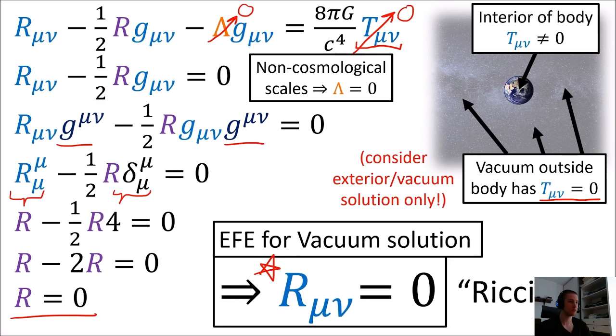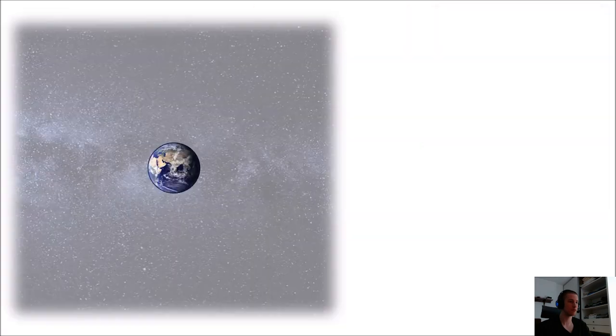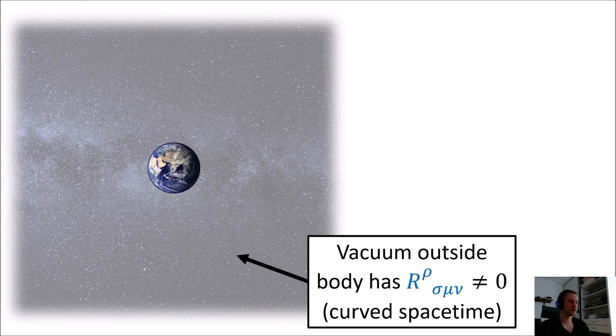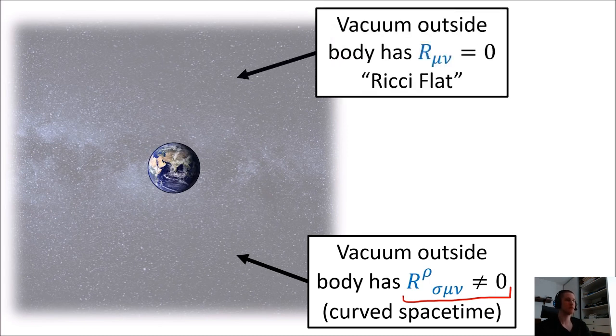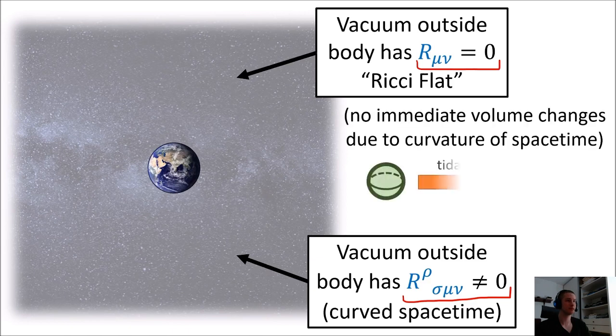a Ricci flat spacetime. Now, the vacuum outside the mass still involves curved spacetime, because the Riemann curvature tensor here is non-zero. But the Ricci tensor is 0, and this means there are no immediate changes in the volume of a group of test particles outside the Earth as they move along geodesics. We only get tidal forces that squash and stretch the test particles without causing any immediate changes in the volume.